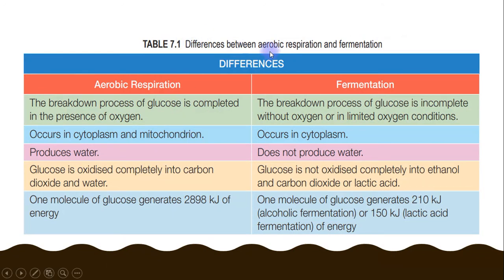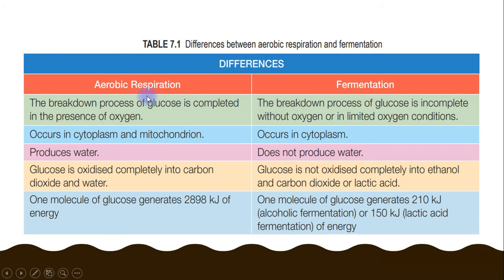Okay, let's go to the differences between aerobic respiration and fermentation. These are an example of the table that you should do in the essay question. If an essay question asks about the differences between aerobic respiration and fermentation, please do it in 2 columns. One column for aerobic respiration, another column for fermentation, and make sure you differentiate based on the same aspect. Please do not mix with another aspect in one row. In one row, they must be compared on the same aspect.